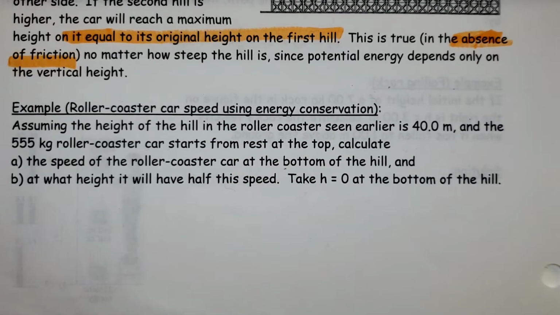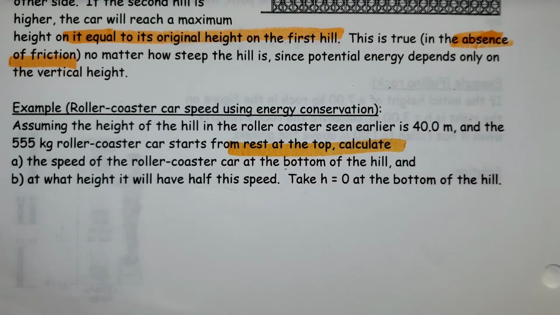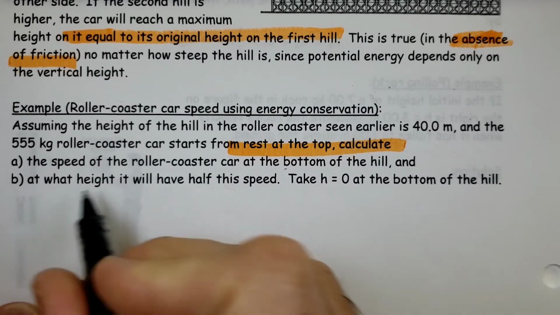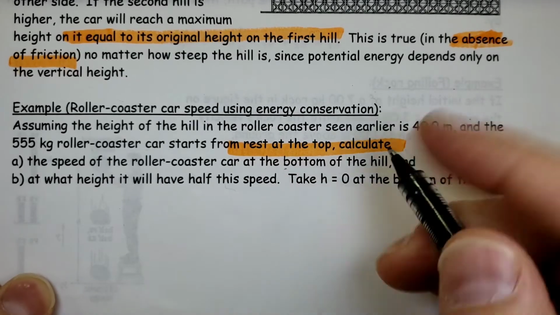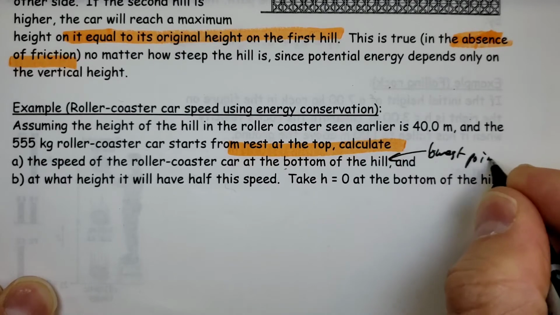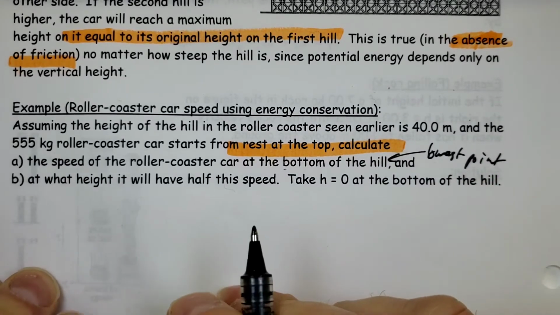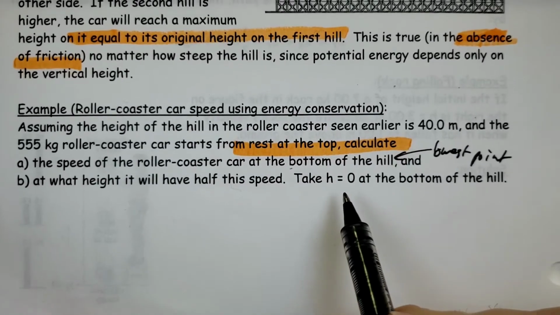So that's a key thing. We're starting from rest at the top, so it's very similar to lifting that object up. All the energy is going to be potential energy. It says here, what's the speed of the roller coaster at the bottom of the hill, so at the lowest point, and then at what height will it be half the speed? Take the reference as h equals 0 at the very bottom.